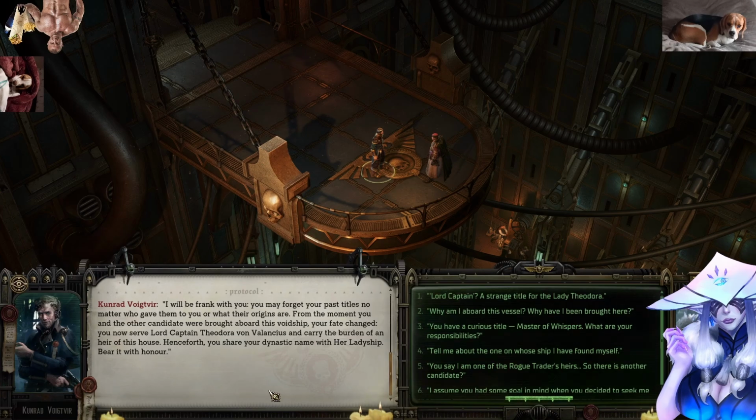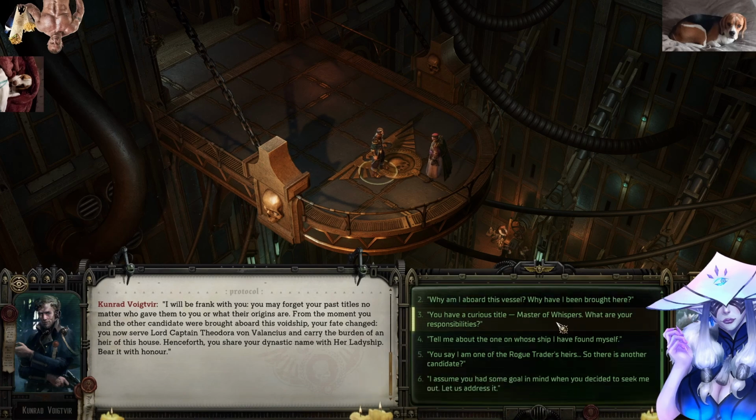Changed. You now serve Lord Captain Theodora von Valencius, and carry the burden of an heir of this house. Henceforth, you share your dynastic name with Her Ladyship. Bear it with honor. Lord Captain, a strange title for the Lady Theodora. Why am I aboard this vessel? Why have I been brought here?